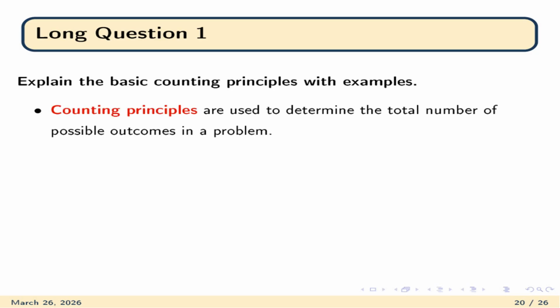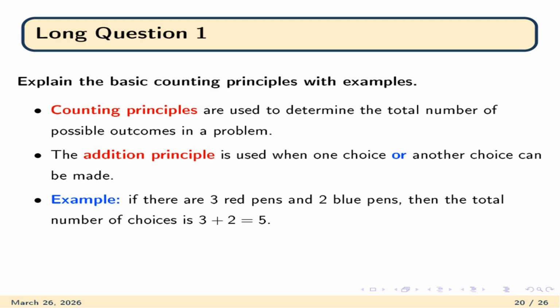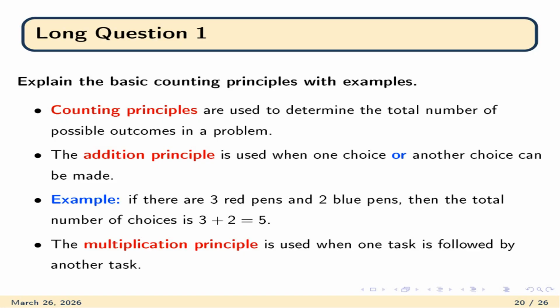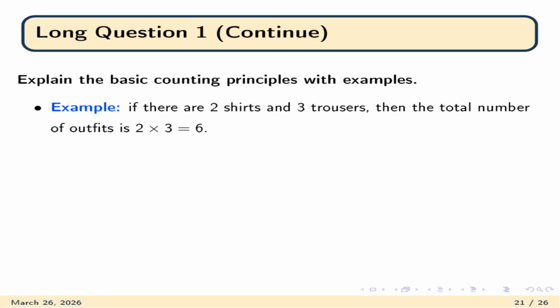Counting principles are used to determine the total number of possible outcomes in a problem. The addition principle is used when one choice or another choice can be made. Example, if there are 3 red pens and 2 blue pens, then the total number of choices is 3 plus 2, that is 5. The multiplication principle is used when one task is followed by another task. Example, if there are 2 shirts and 3 trousers, then the total number of outfits is 2 times 3 equal to 6.